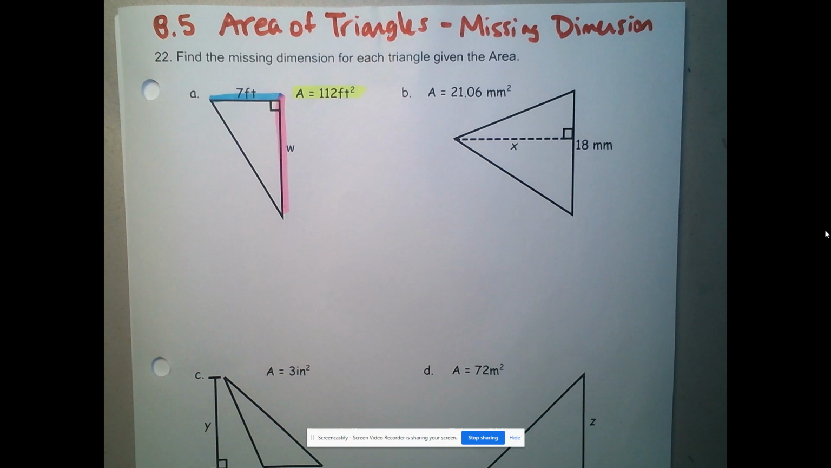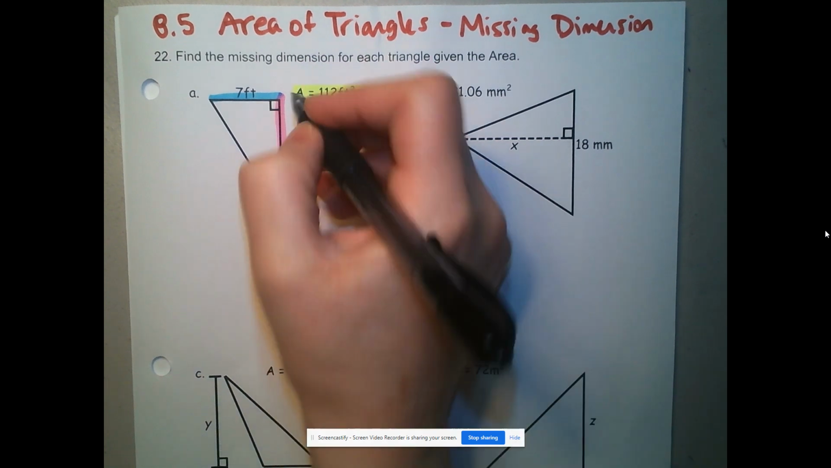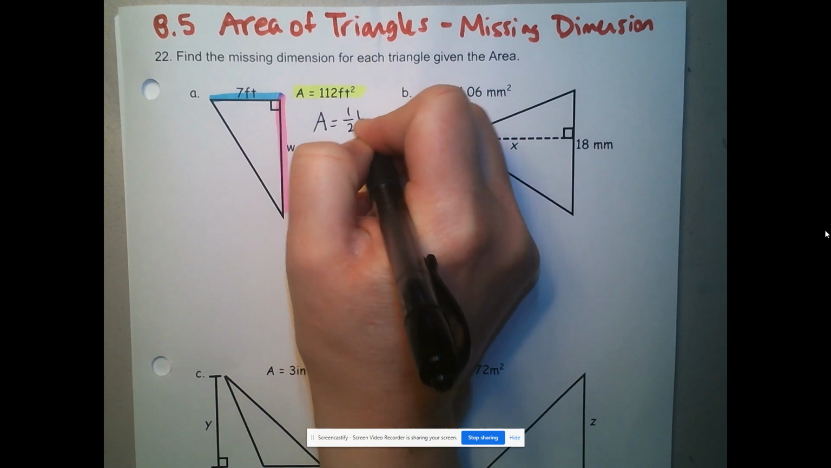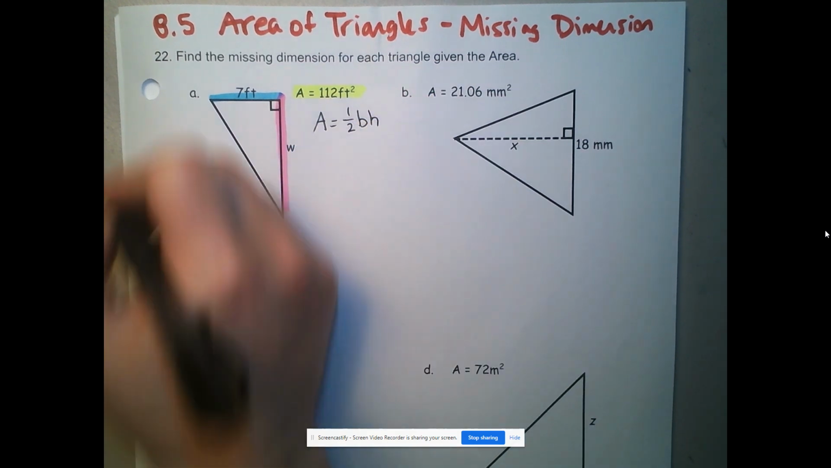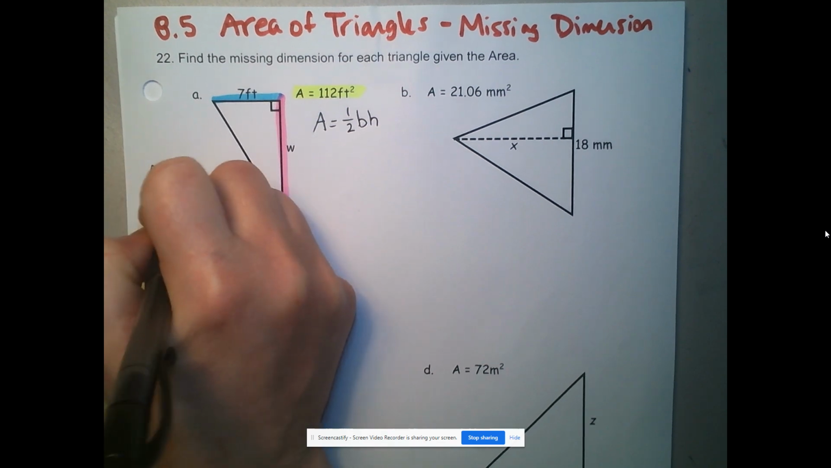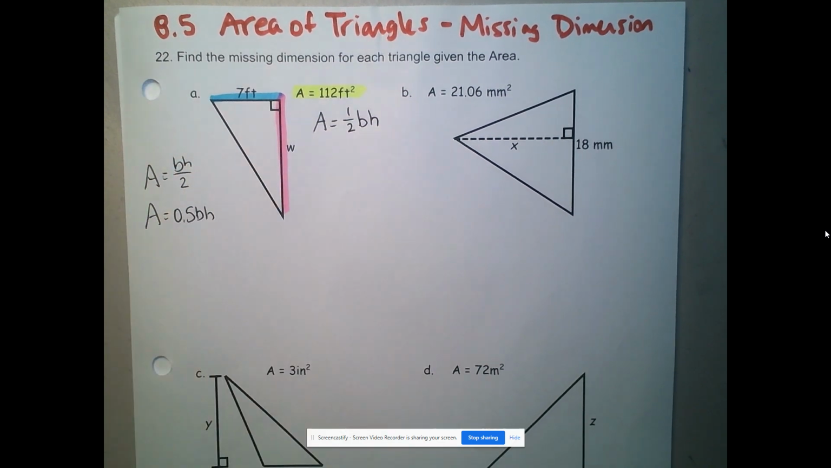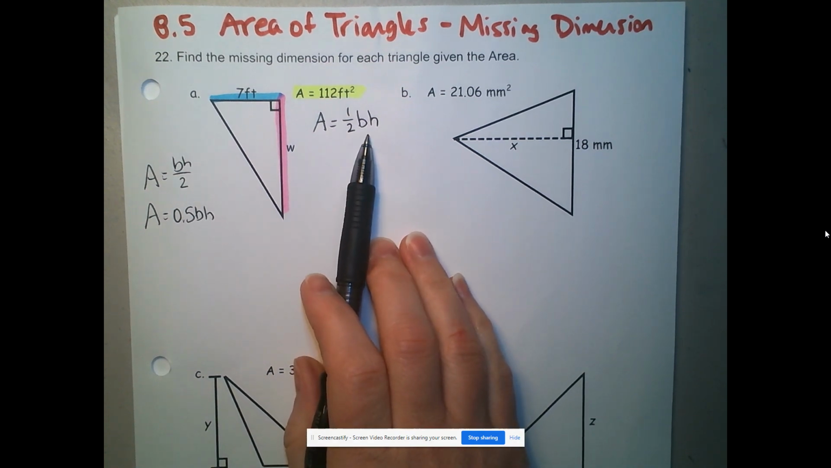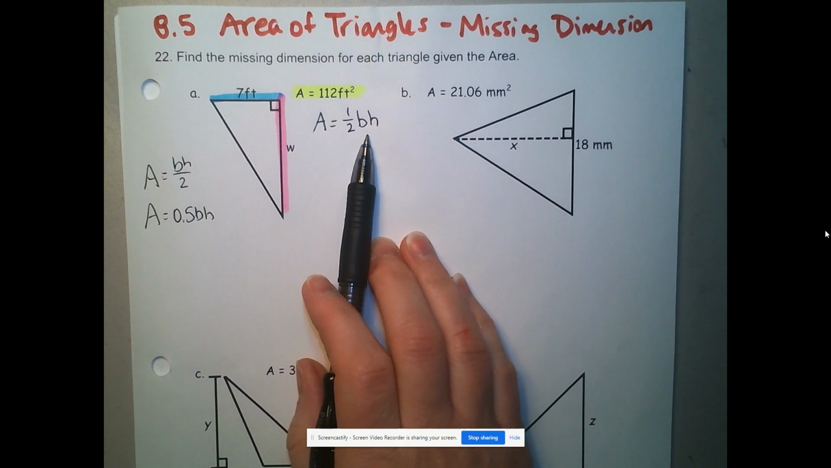So we would start just like we did with the quadrilaterals. We would start by writing the formula. An area of a triangle is always going to be 1/2 times base times height. You also could do base times height divided by 2, or 0.5 times base times height. And I find that I tend to gravitate back to the 1/2 times base times height, but I will do a variety on this video.